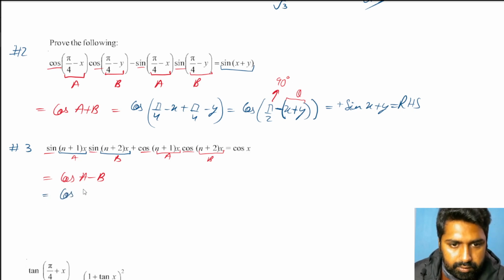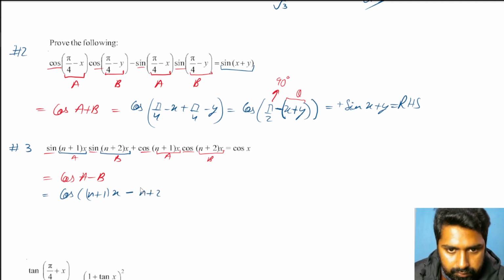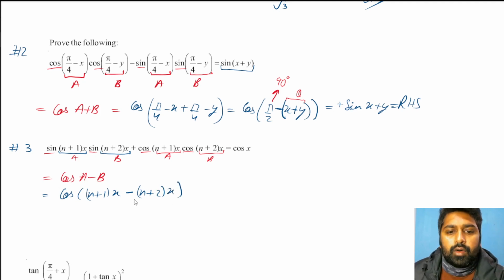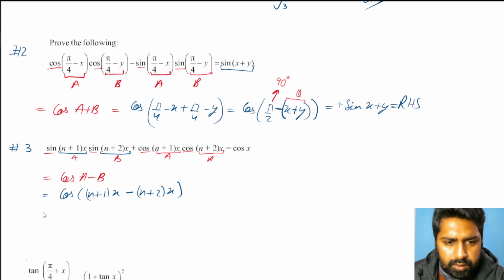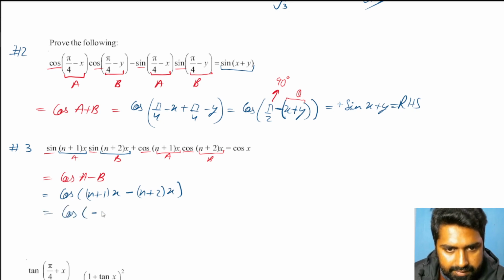So that becomes cos of a, where a is (n + 1)x minus (n + 2)x. Now what is the subtraction of n + 1 and n + 2? That's -x. And in cos, the negative doesn't come out, it cancels. Cos of -θ is cos θ. So I can rewrite this as cos x, because cos(-θ) is equal to cos θ.